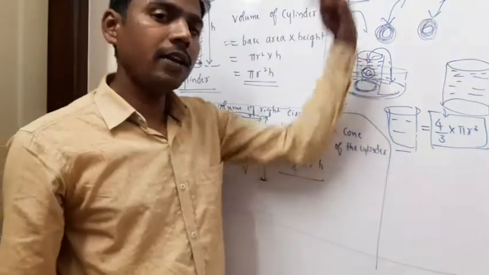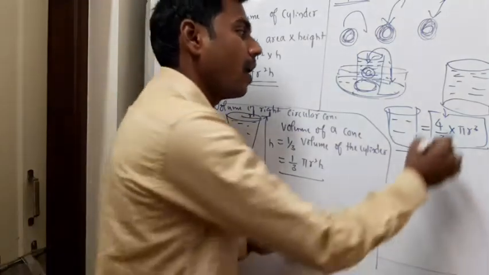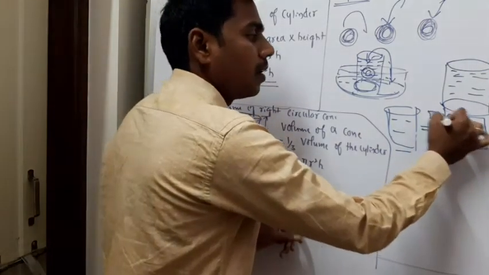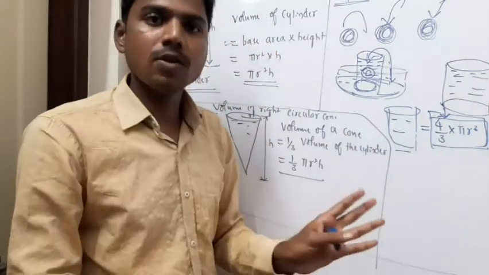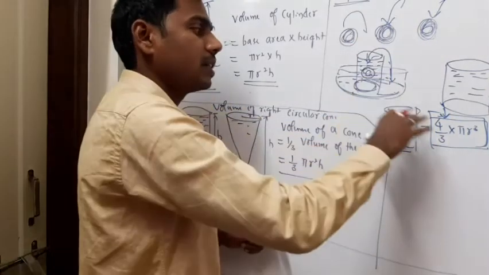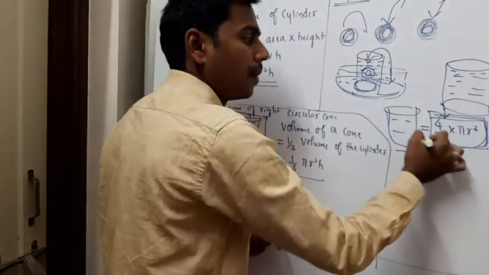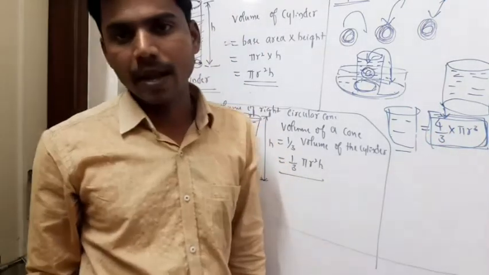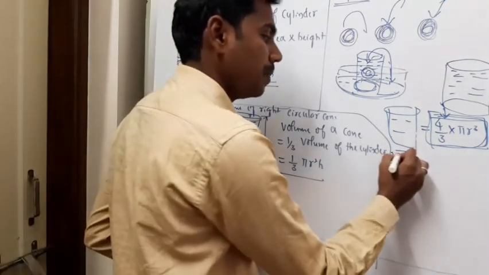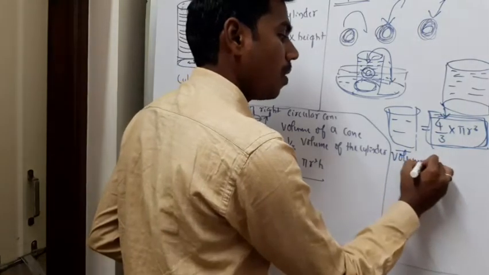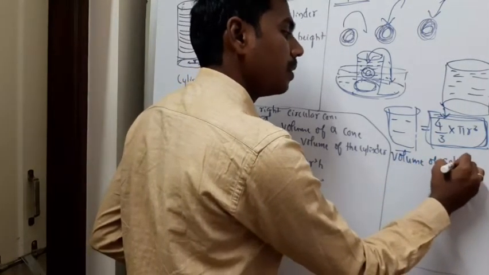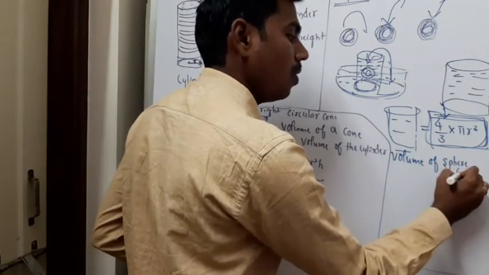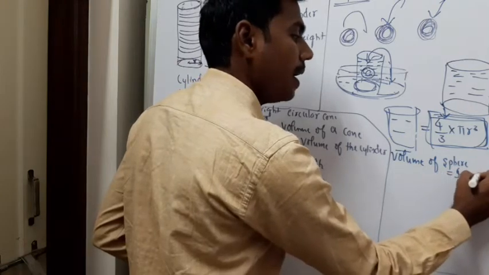In your later future classes, you are going to prove this particular formula. But as of now, proof is not important. This experiment is sufficient for us to arrive at this particular formula, that is 4/3 pi r cube. So volume of the sphere is equal to 4/3 times pi r cube.